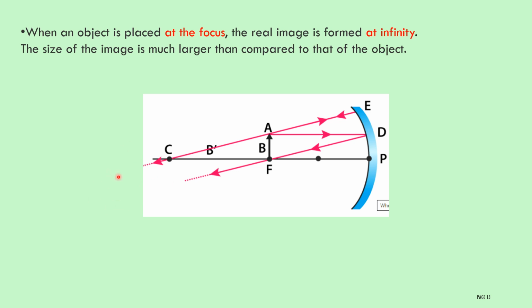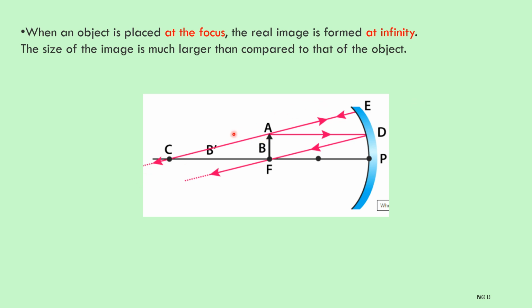The size of the image is much larger compared to the size of an object. A, B, this is the position of an object. If you keep the object exactly at the focus point, here also we will consider two rays. First ray passes through the center of curvature. You know, if any ray passes through the center of curvature, after hitting the reflecting surface, it will bounce back in the same path. Therefore, it will pass through the center of curvature.